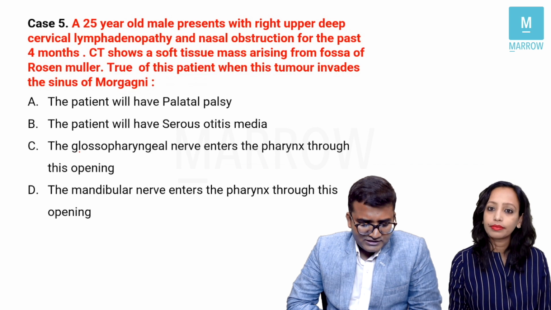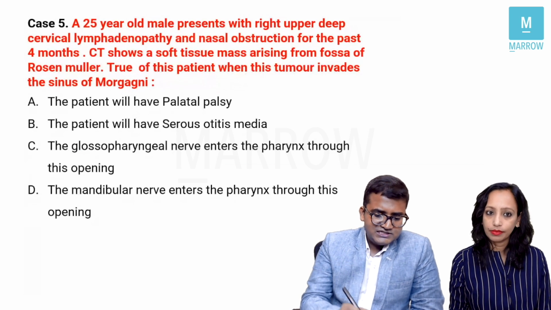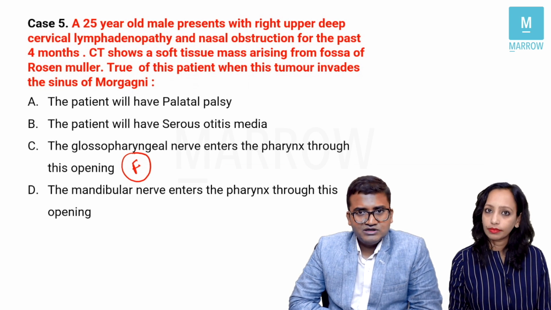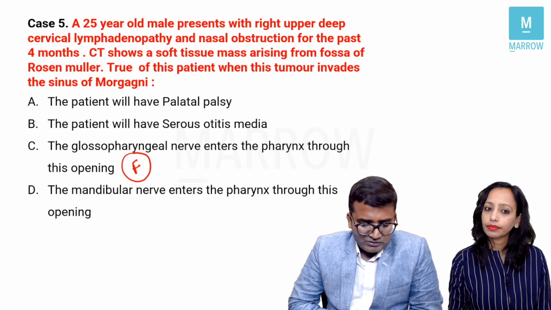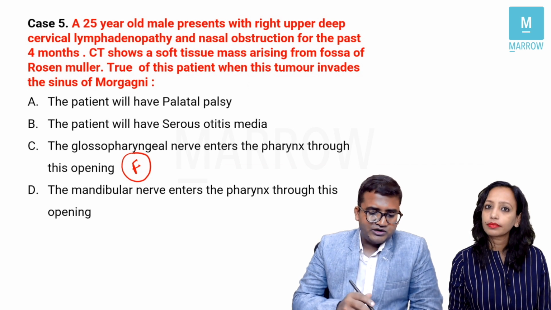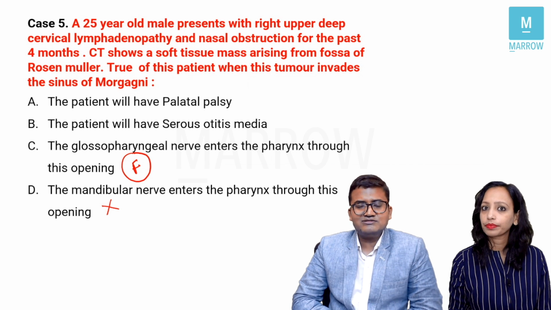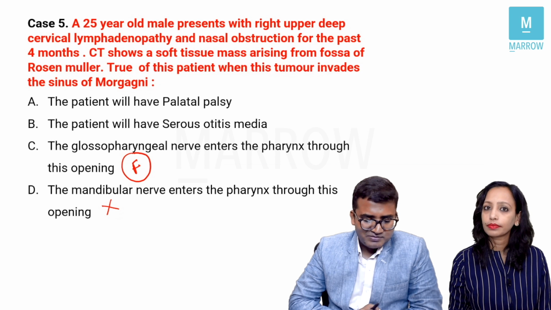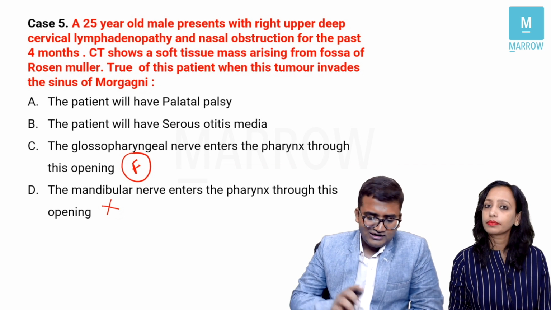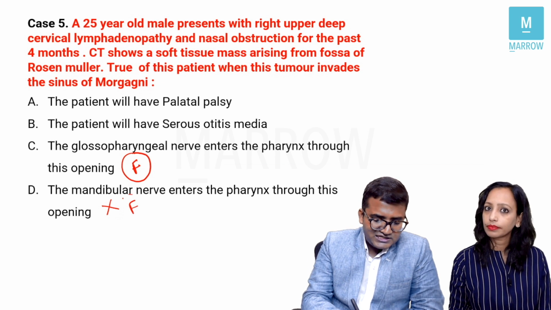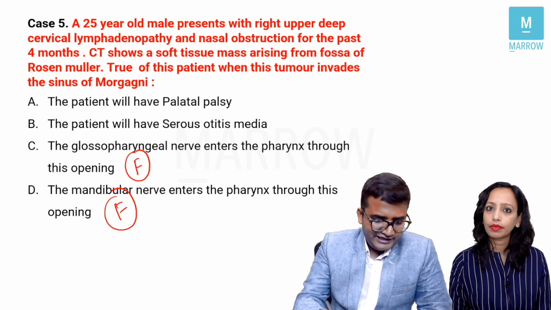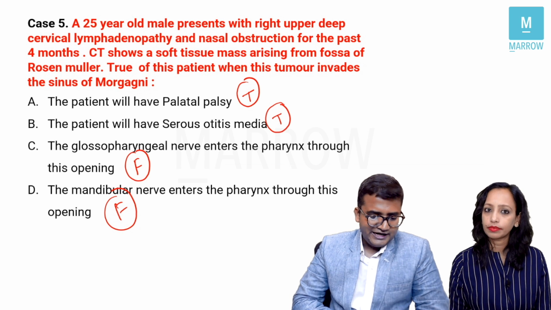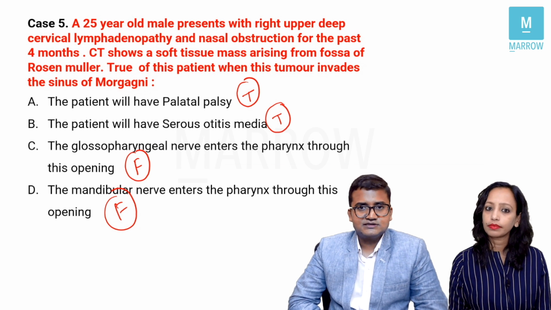Glossopharyngeal nerve enters the pharynx through this opening. Now option C is false. So the glossopharyngeal nerve is passing between, yes, the superior and middle constrictor. Now, the mandibular nerve enters the pharynx through this opening? No, the mandibular nerve is not passing here. The mandibular nerve supplies a muscle. Which muscle? Yes, tensor palatini muscle. It is supplying the tensor palatini muscle, but it is not entering the pharynx through this opening. So option D is false. Now what about A? A is true, yes, and B is also true. So in this question, both A and B are true and C and D are false.